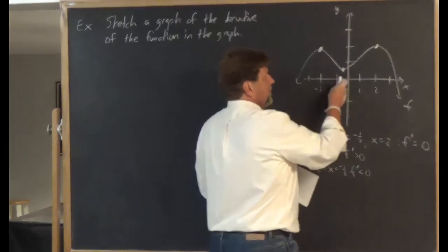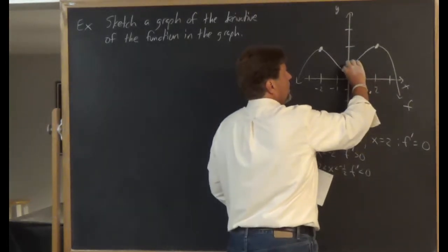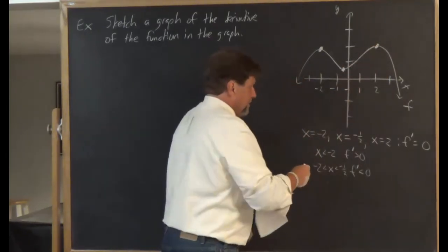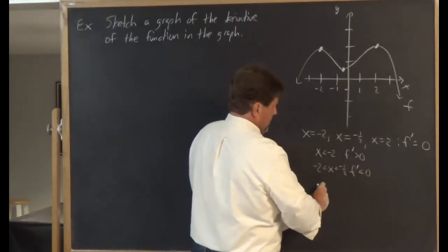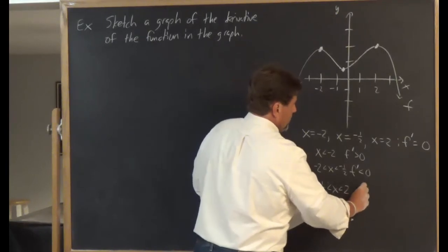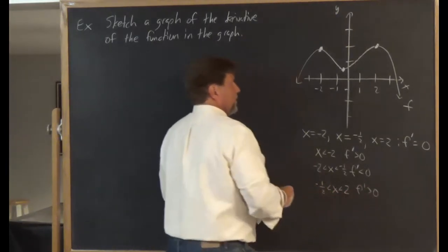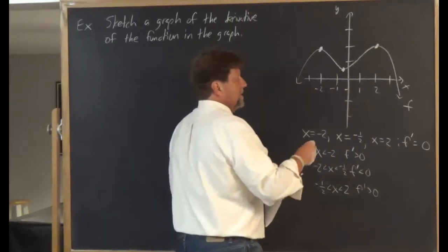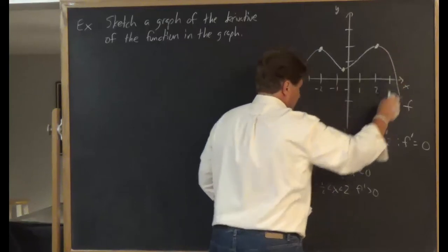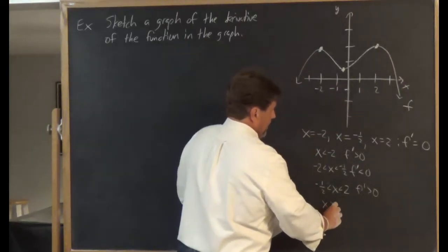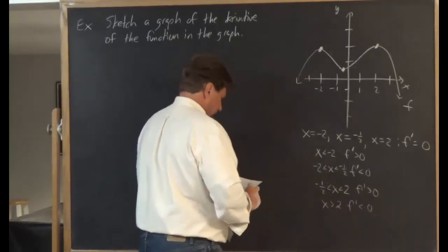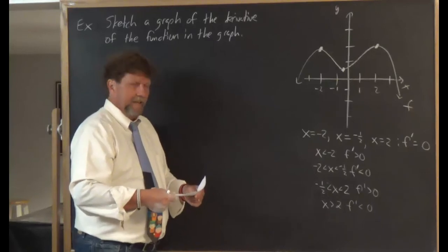And likewise, doesn't it look like from 1/2 to 2, the derivative would be positive? Tangent lines would have positive slope. So let's make a note of that. From -1/2 to 2, tangent lines would have positive slope, so the derivative would be positive. And then from 2 to infinity, it looks like any tangent line would have a negative slope. So for x values greater than 2, tangent lines would have a negative slope, so the derivative is negative.